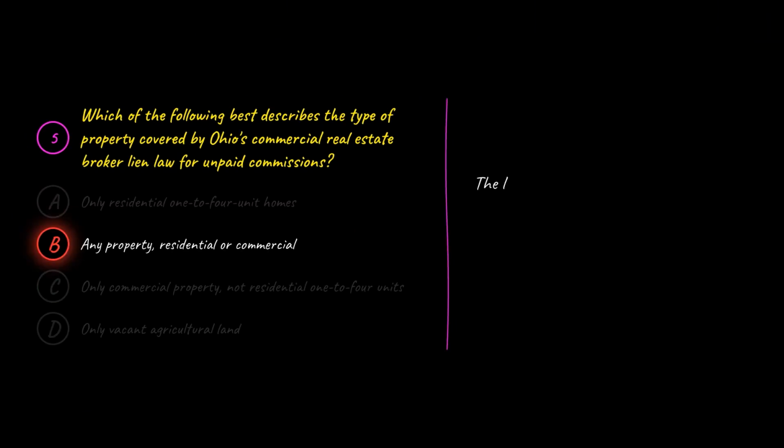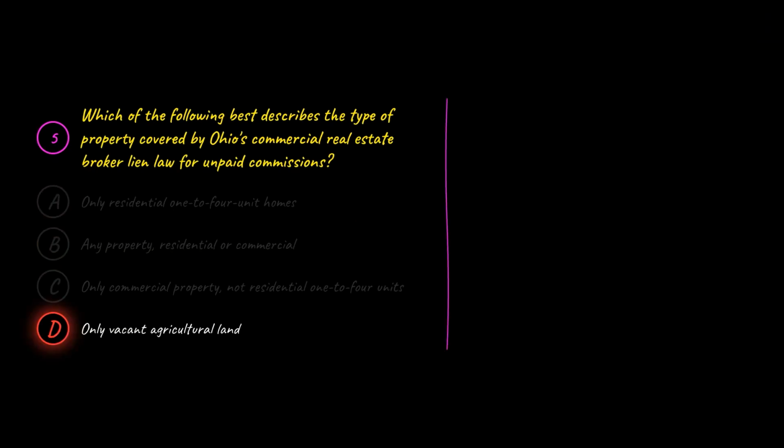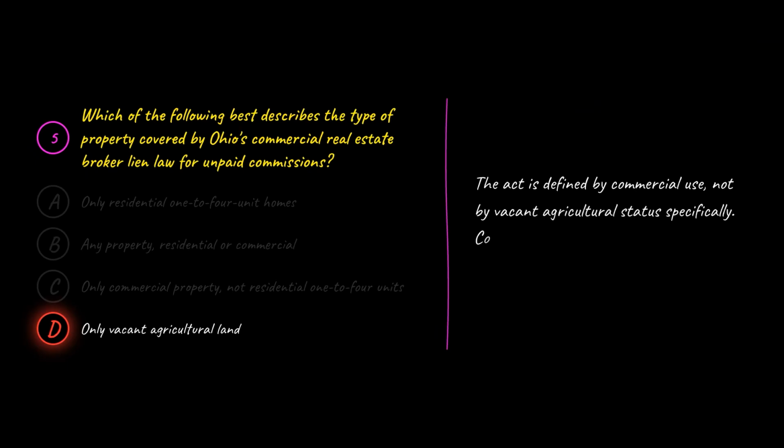B is wrong because the lien is not available for any property type. It is limited to commercial real estate, leaving residential 1 to 4 unit homes outside its reach. D is wrong because the Act is defined by commercial use, not by vacant agricultural status specifically. Commercial property broadly qualifies, while residential 1 to 4 units do not.